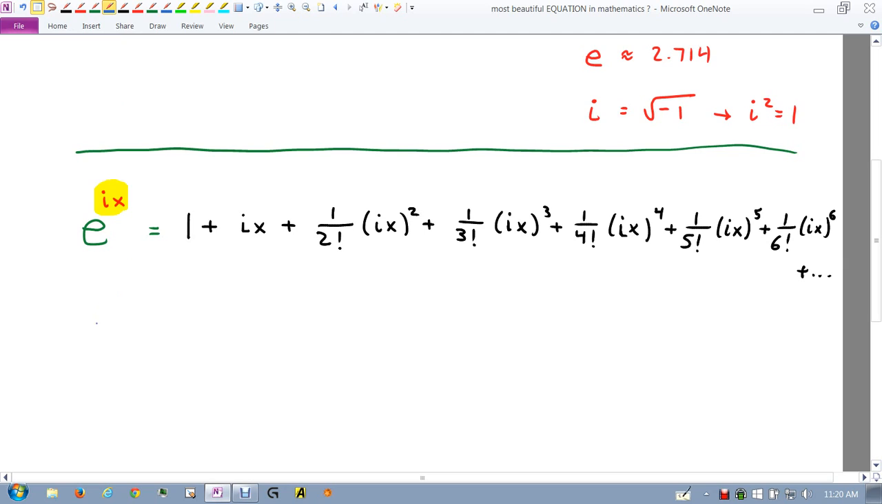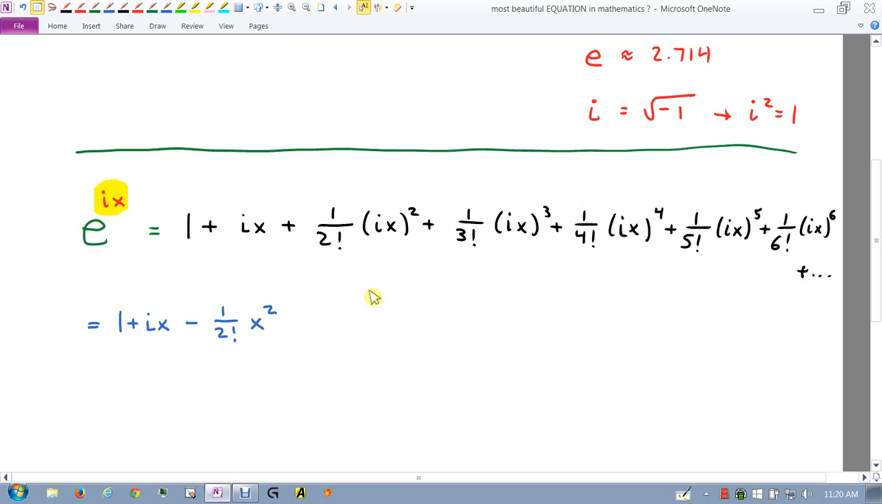Clean up. Equals 1 plus Ix. Tell me about this next one. What happens when I square I? Negative 1, right? Negative 1. And then square x, I get x squared. So this is going to turn into negative 1 over 2 factorial x squared. Yes?